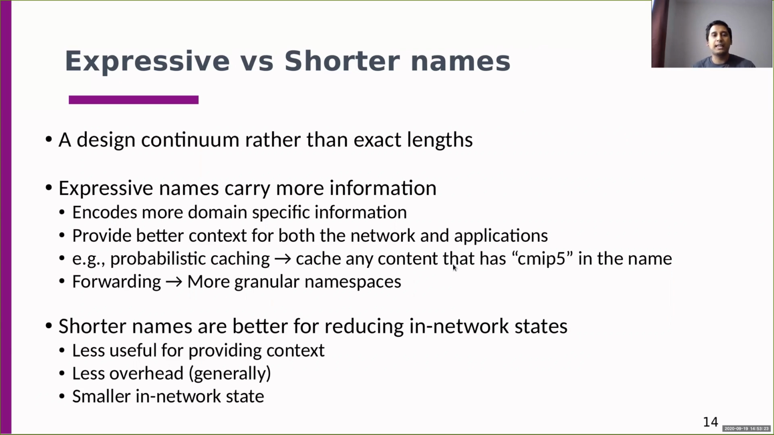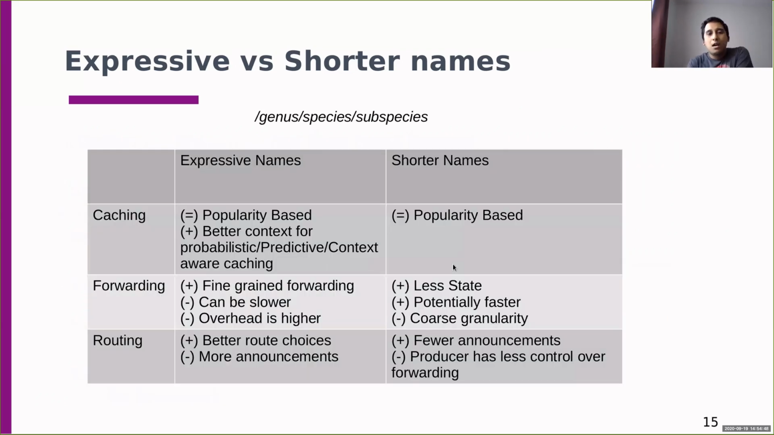So expressive names carry more information, so they provide better context both for the network and the applications. For example, if we have probabilistic caching, we can cache any content that has CMF5 in the name. There's a trade-off here, whether we make the names longer and make the network and application operations better, or do we create compact names that result in lower overhead and smaller in-network state.